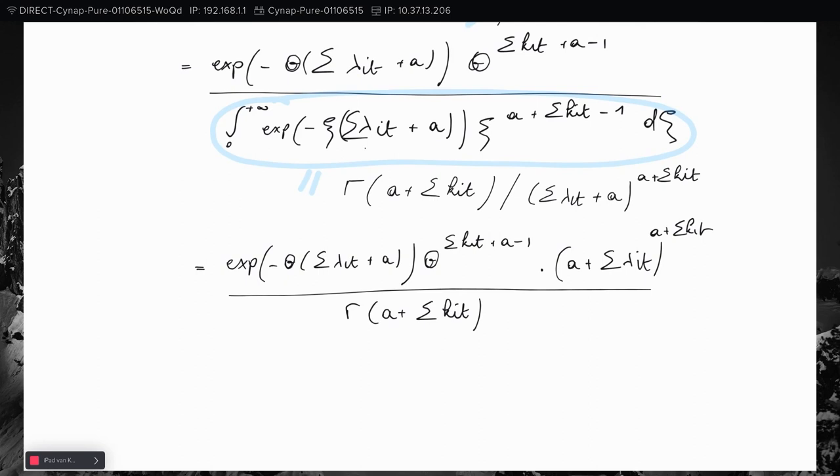What is this? What kind of density? Bruno, sorry. Not yet. We'll come there, but not yet. Gilles? A gamma again. Very good.